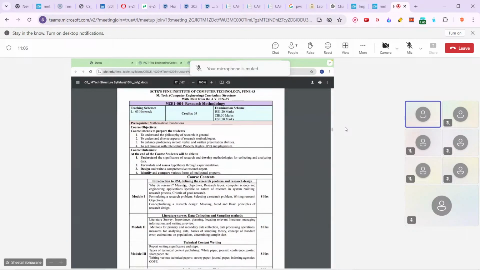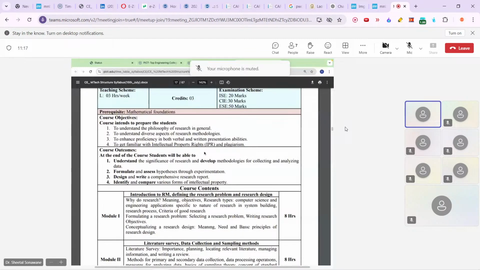Yes, objectives are to understand the philosophy of research in general, right? So what is the understanding of research? What is the motivation behind this in general? To understand diverse aspects of research methodology. So, what are the major components in it?